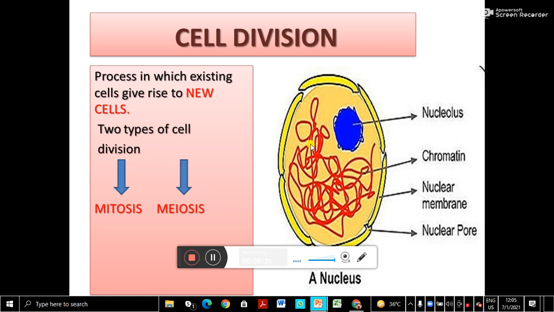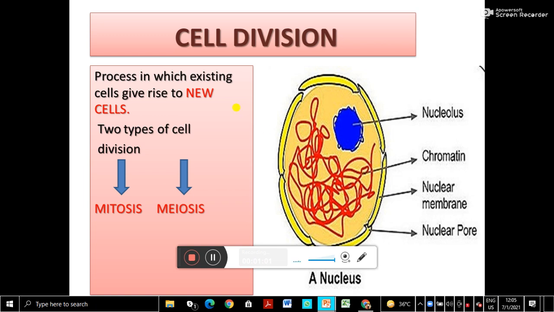Before that, let us revise the structure of the nucleus. This is the nuclear envelope, and inside are the nucleoplasm and nucleolus, and this is what is called the chromatin network. I told you when we learned the structure of the nucleus that this chromatin network becomes chromosomes at the time of cell division.